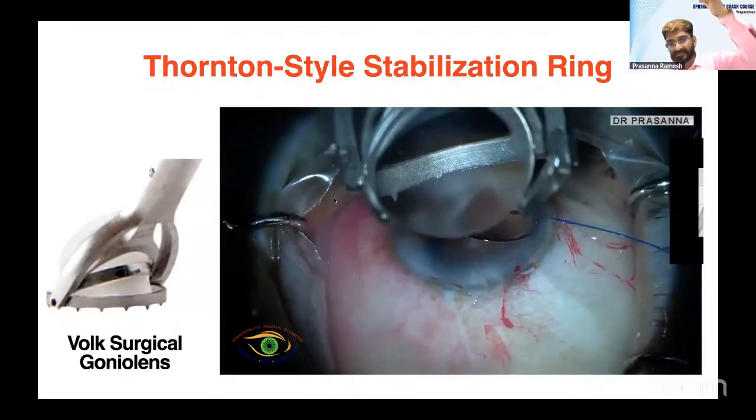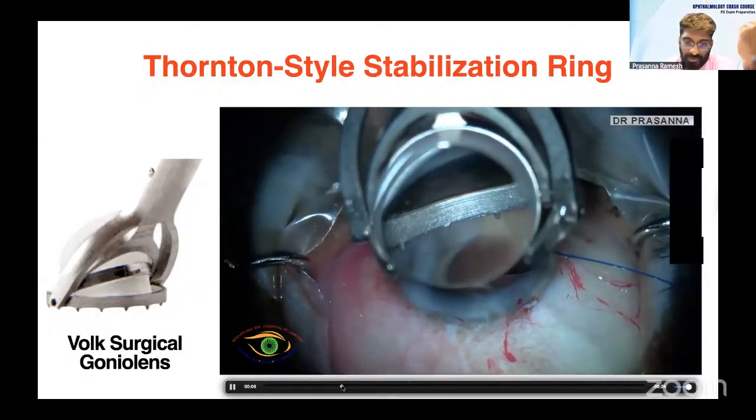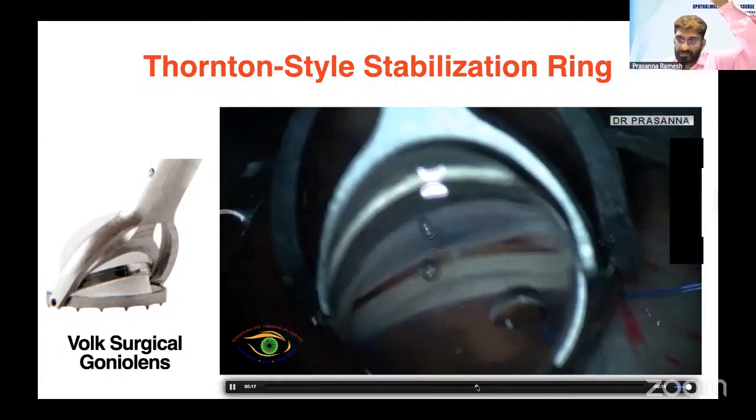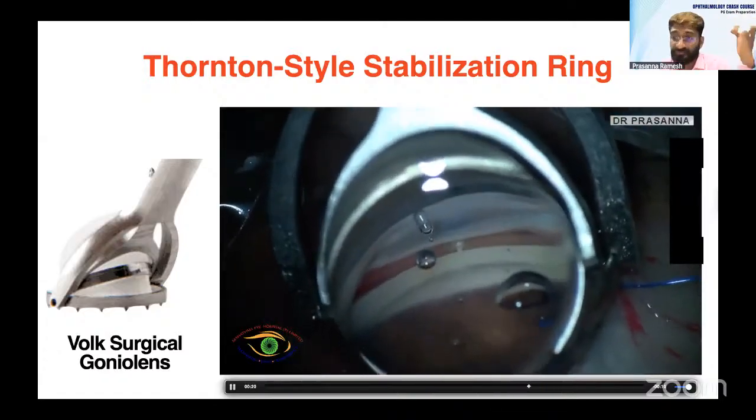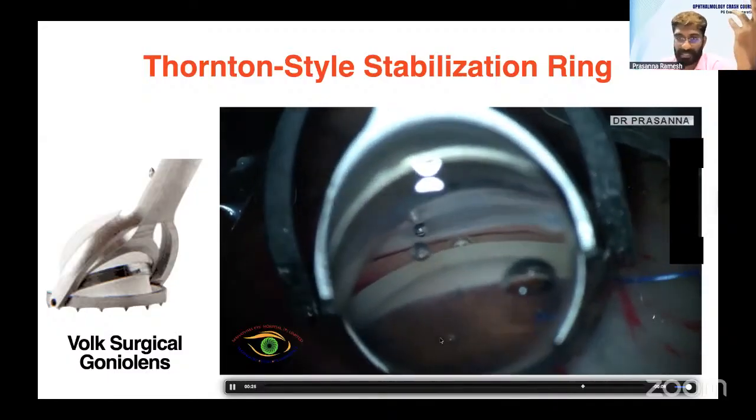You take this lens. This is a Thornton style stabilization ring, as I told you. This is my preferred gonio lens. You just dock it, and then start using your foot pedal to do the up and down focus, the zoom in, zoom out focus, and you will get the angle.